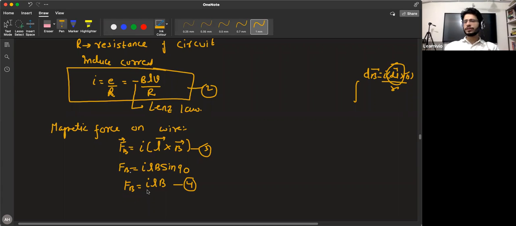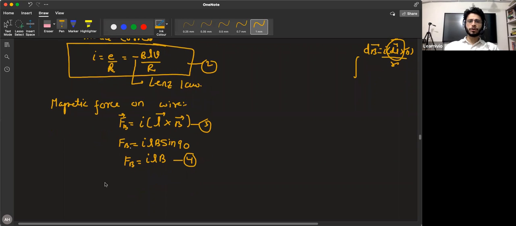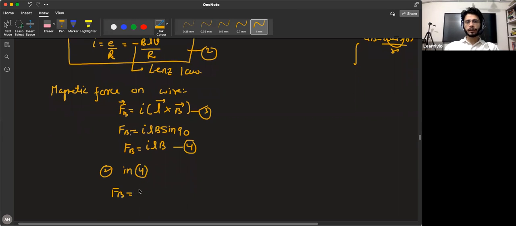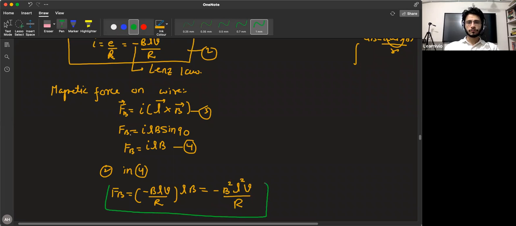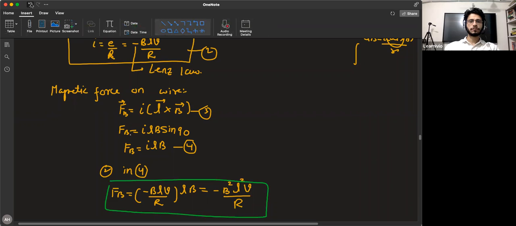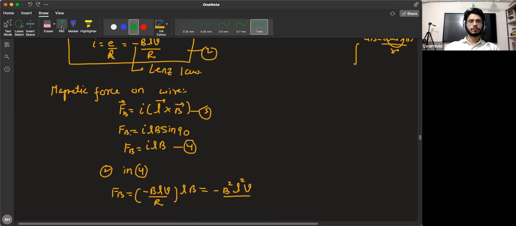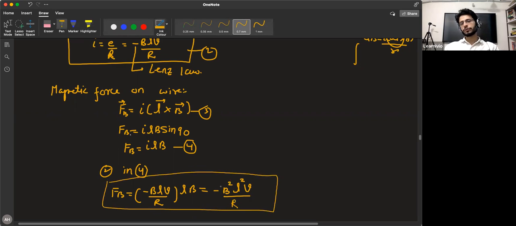So what we can do is, this is the induced current and this is the equation of induced current. We can substitute 2 in 4. When we substitute 2 in 4, we get the formula of magnetic force. How much is I? It's minus of BLV divided by R, multiplied by L multiplied by B. So this is minus of B square L square V by R. This is the magnetic force. This is the formula for calculating it.